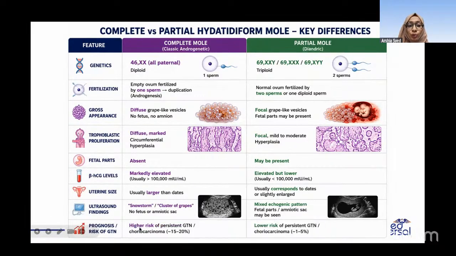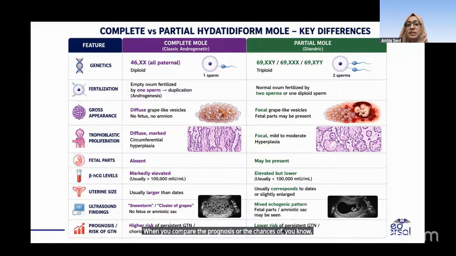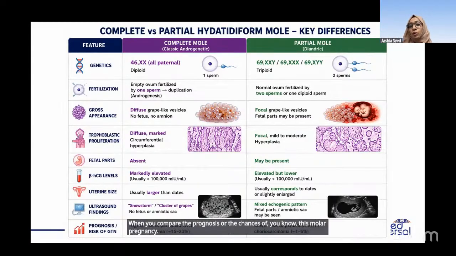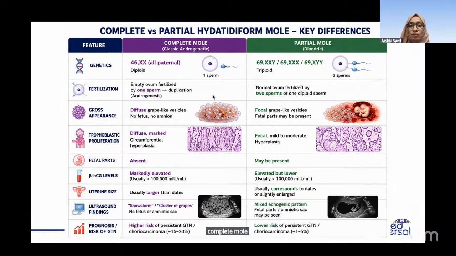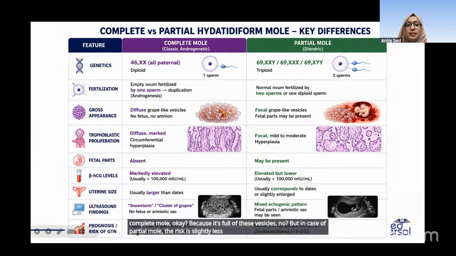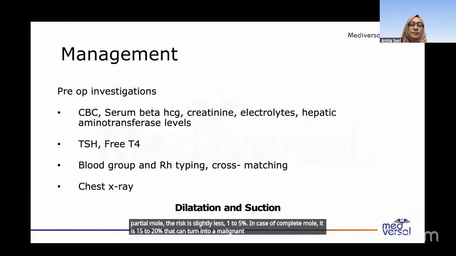When you compare the prognosis, or the chances of this molar pregnancy transforming to a malignant choriocarcinoma, there's a higher risk in case of complete mole, because it's full of these vesicles. In case of partial mole, the risk is slightly less, 1 to 5%. In case of complete mole, it is 15 to 20% that can turn into a malignant choriocarcinoma.